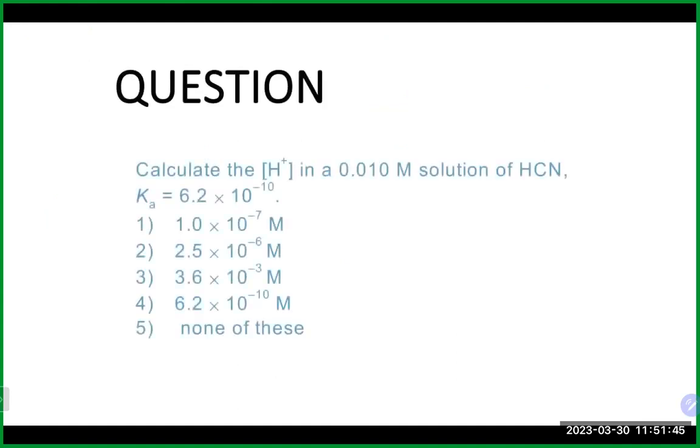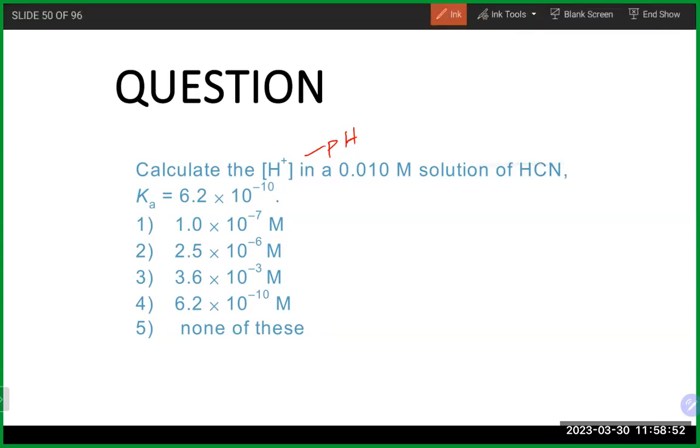All right, so let's try another one here. Let's calculate the H plus, and why don't we add pH to this as well? What is the pH and the H plus concentration of 0.01 molar HCN, Ka value there? I'm assuming one of those answers might be right. Okay, let's take a look and see how you're doing.